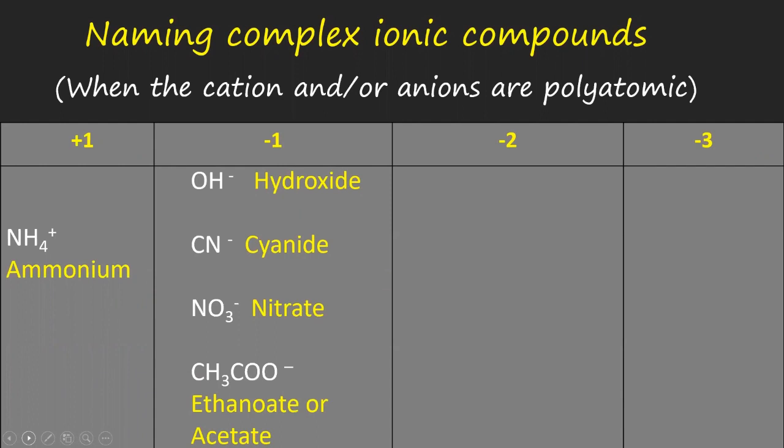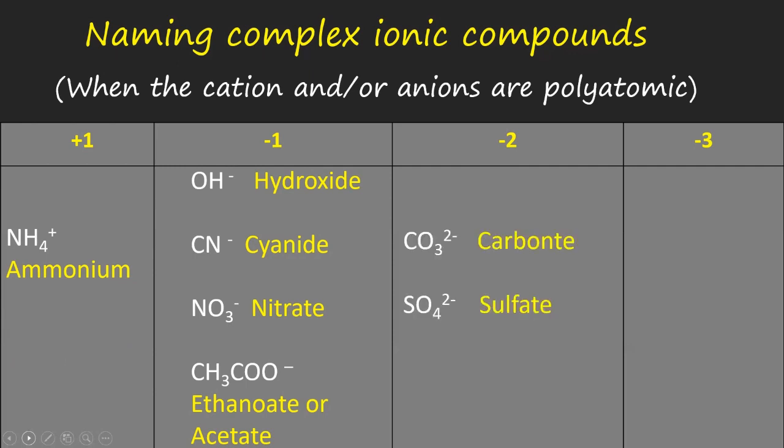Similarly for anions, -1s are the most common ones. OH -1 is hydroxide. CN -1 is cyanide. Nitrate is NO3 -1. And CH3COO -1 has two names, ethanoate or acetate. Again, you need to memorize these. They are not in the periodic table. So they need to be memorized as they are shown in this table.